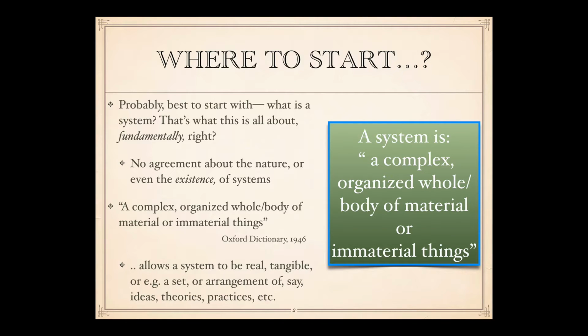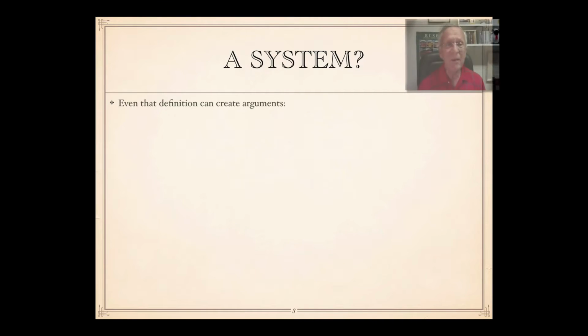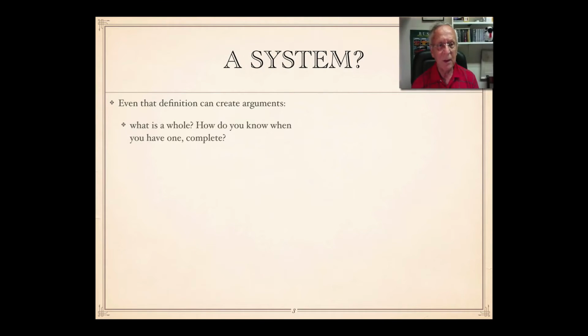A complex, organised whole or body of material or immaterial things, said the Oxford Dictionary of 1946. We'll take that as a starting point, because that allows a system to be real and tangible, or, for example, a set or arrangement of, say, ideas, theories, practices, etc. A system. Even that definition can create arguments. What is a whole? How do you know when you've got one complete? What does organised imply? Why complex? What do you mean by complex?